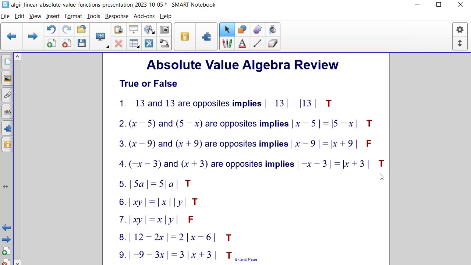And here we see the solutions to these 9 true-false examples, and they do indeed match the solutions that we found. True, true, false, true, true, true, false, true, and true.